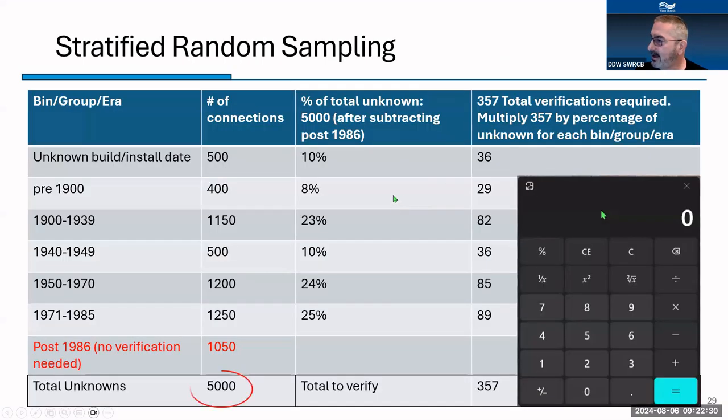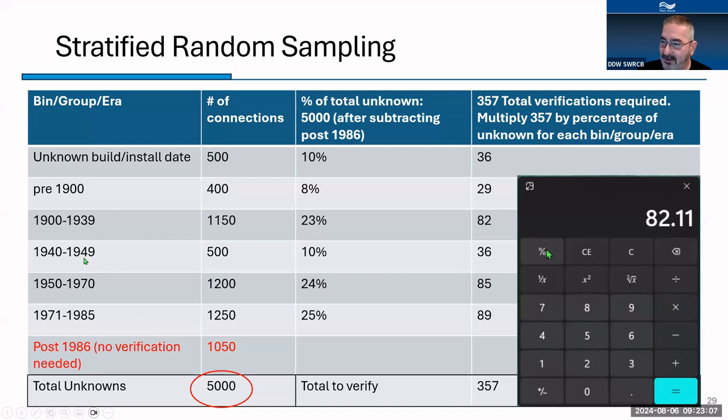So here, we have 5,000 unknowns, and to calculate that, we have 30. There are about 500 homes that have unknown build dates. So that's 10%. I started this too early. There are 10% of your homes of your 5,000 that have unknown dates. You have 400 with pre-1900, that's 8%. So you calculate the percentage of your 5,000 that represent this bin.